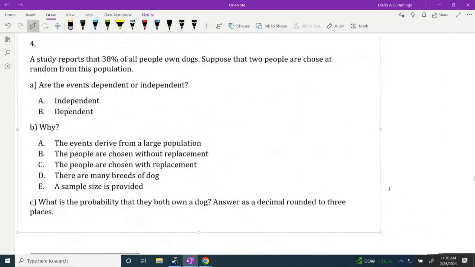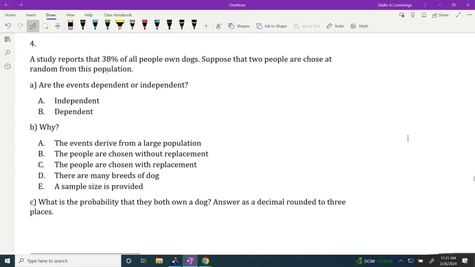All right, this one should also look a little bit familiar. It says a study reports that 38% of all people own dogs. Suppose that 2 people are chosen at random from the population. Remember, a population is a large group of individuals. Are the individuals dependent or independent?